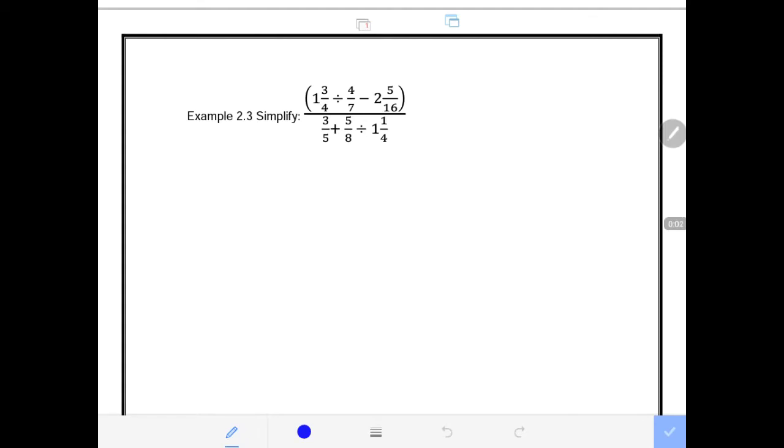Good day, students. This is another video on simplification where we are using the BODMAS rule, which is brackets, of, division, multiplication, addition, then after subtraction. So now it's a mixed fraction that we first have to deal with, and it is 1 3/4.